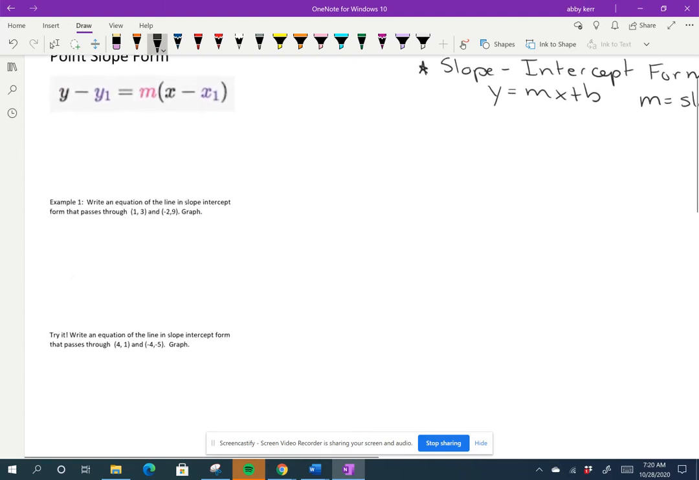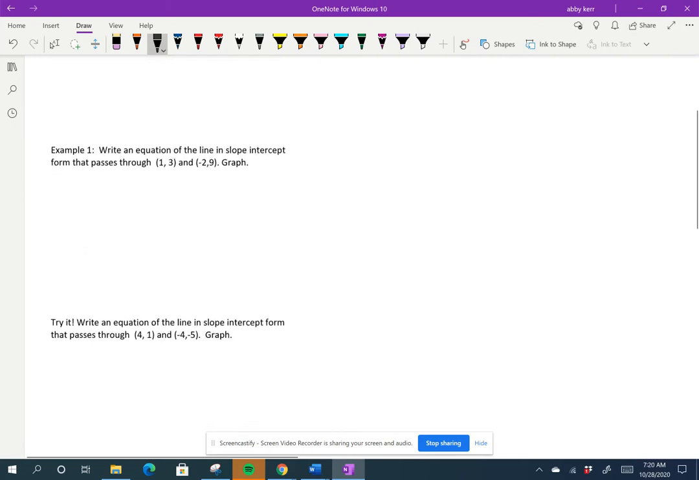So in example 1, it says write an equation of a line in slope-intercept form that passes through (1, 3) and (-2, 9), and then graph it. Now, our end goal is to get it in slope-intercept form. But right now, we need a slope and y-intercept.